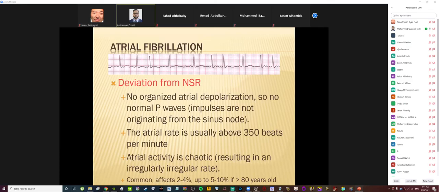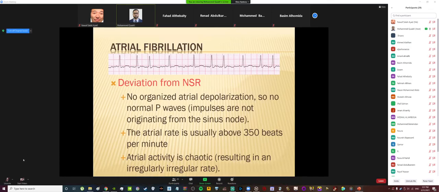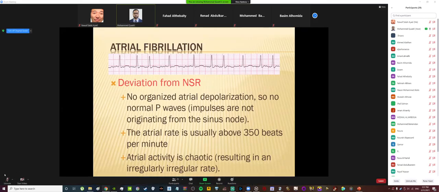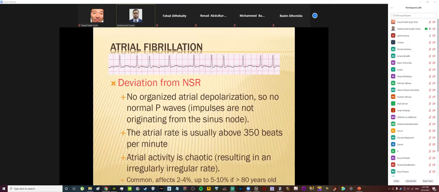But you don't get stressed about these things: atrial fibrillation, atrial flutter, myocardial infarction. Nobody is telling you to diagnose. We will not give you an ECG and tell you to identify what is the abnormality there. Always remember, we are not asking you to diagnose. You should only understand the concept.